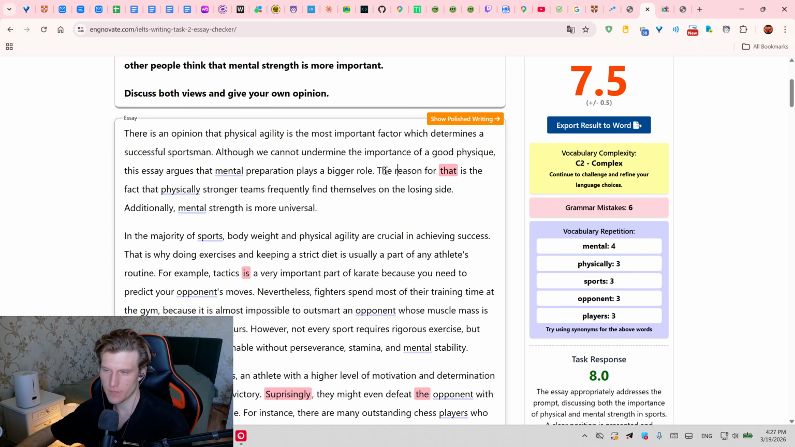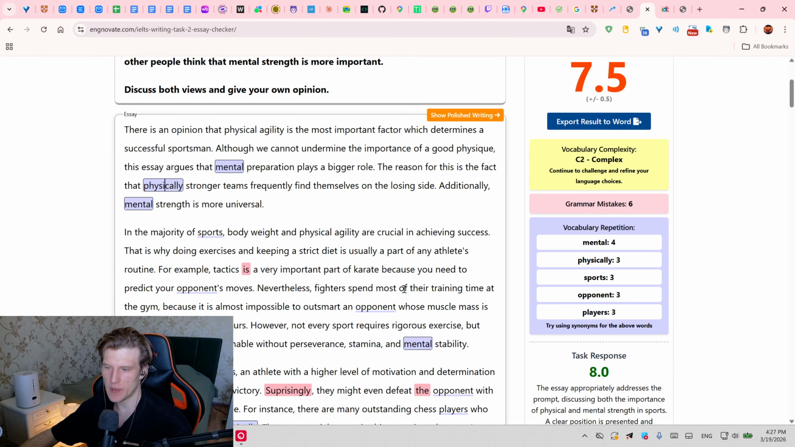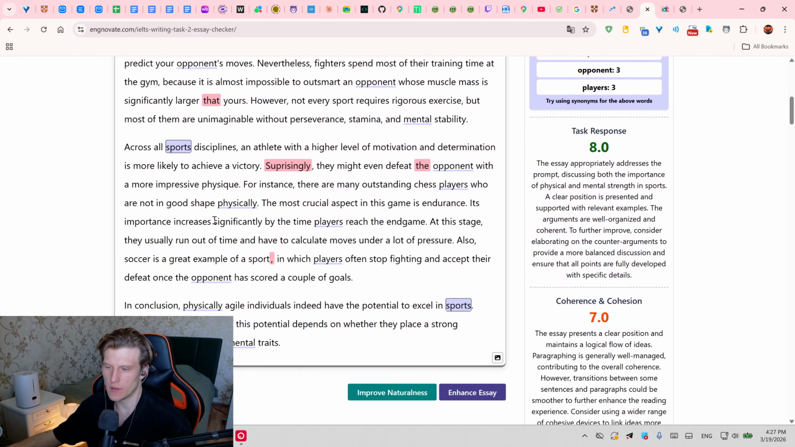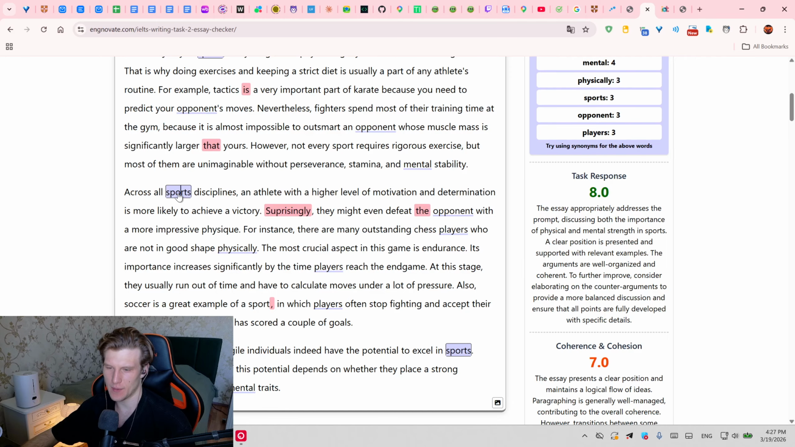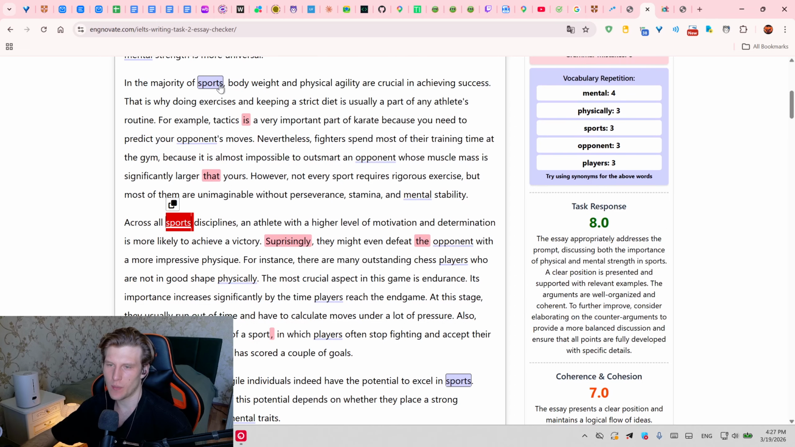Okay, yeah, probably this sounds better here. I agree. Let's just put this here. The fact that, right now, the repetition, we'll ignore it. Majority of sports. Okay, so what do you want from me? I only use it 3 times. Like I already said, sports disciplines, and here sports is different. It plays a different role. Here sports is a noun. Here it's an adjective.